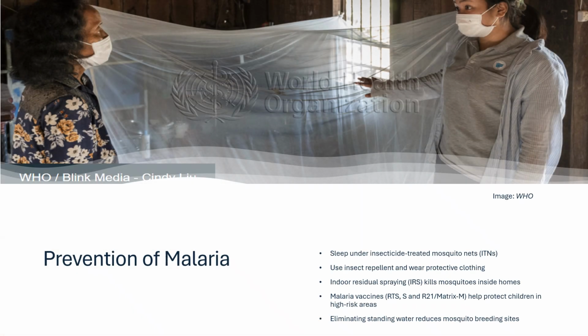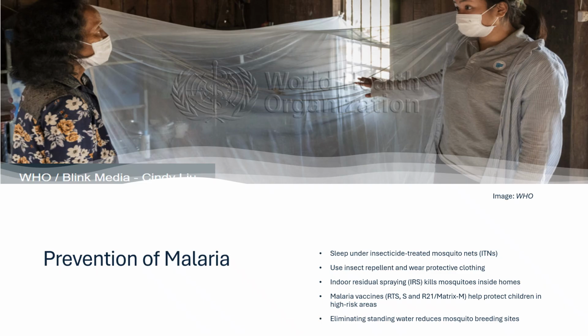Prevention. Although effective treatment exists, preventing malaria remains the best strategy for reducing illness and deaths. One of the most effective prevention methods is sleeping under insecticide-treated mosquito nets. These nets both block mosquito bites and kill mosquitoes that come into contact with them. In the image, you can see a healthcare worker teaching proper use of one of these mosquito nets.